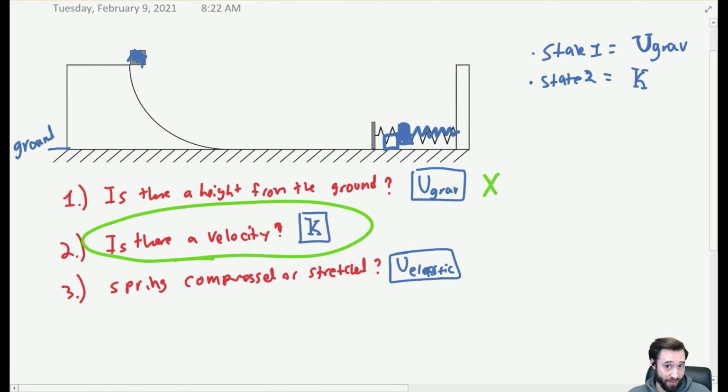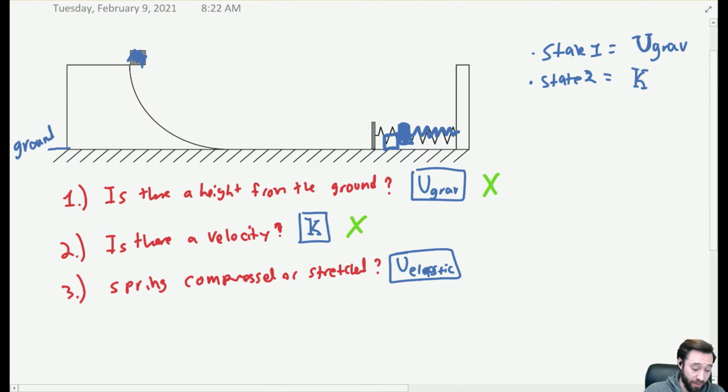Is there a velocity at the point where it's reached its full compression and it's getting ready to launch the other way? The answer is no. There is no velocity, because in order to reach its maximum compression, it's no longer traveling in that direction. It has now been switched and it's getting ready to launch the opposite direction.